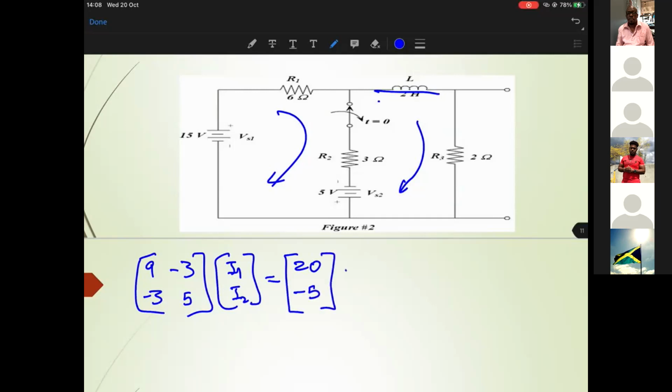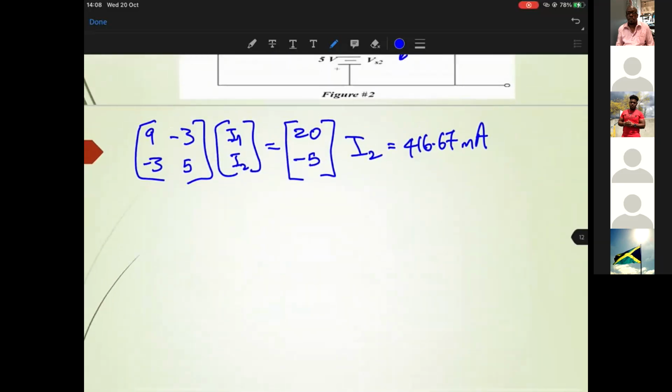And what we are interested in is I2. So quickly, drop that in your calculator and tell me what I2 is equal to. We're doing 16.67 milliamps. All right. Now, when I open the switch, oh, all right.